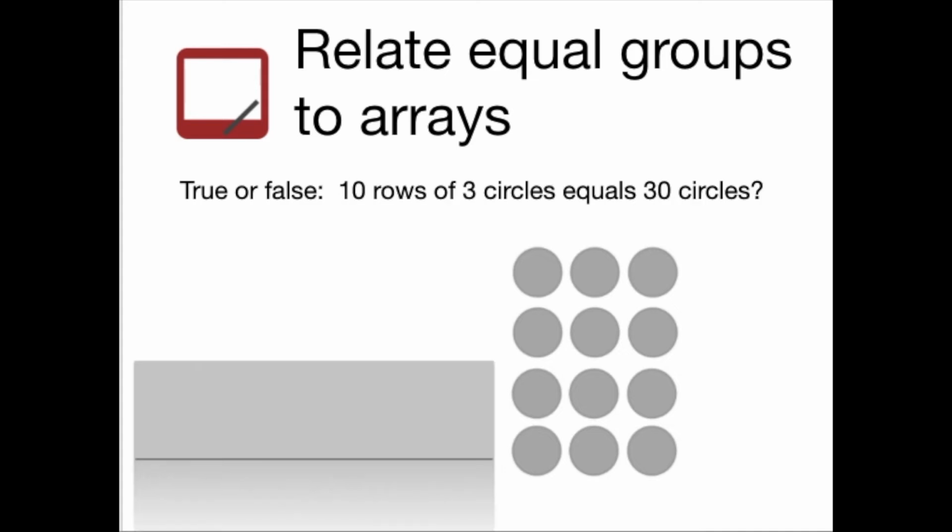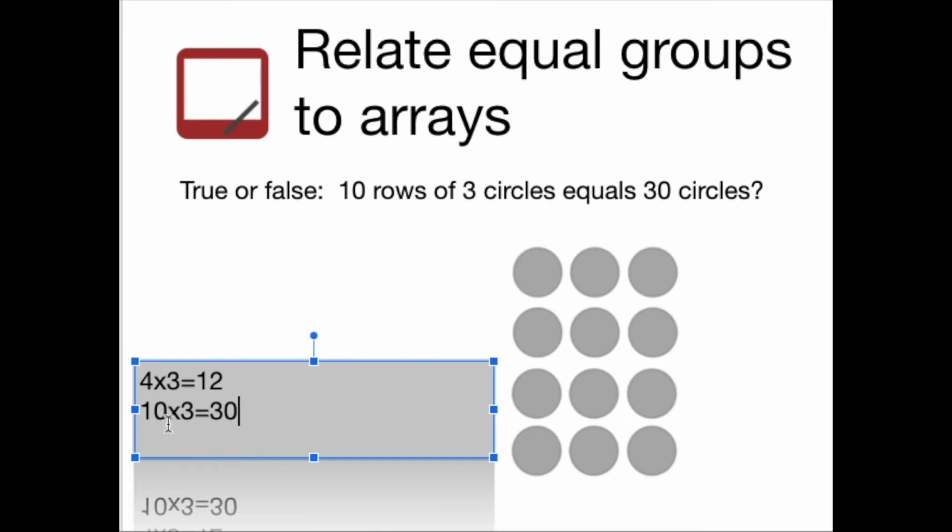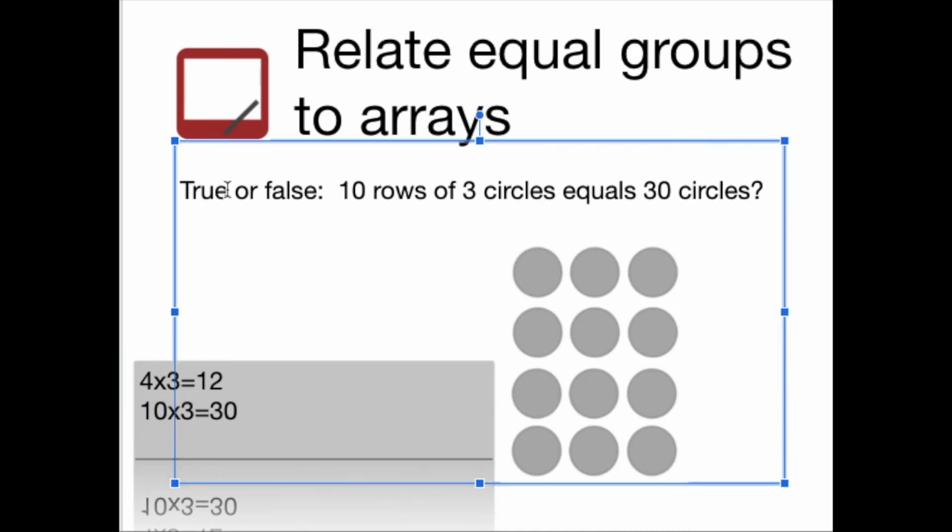True or false? 10 rows of 3 circles equals 30 circles. Well, if 4 rows of 3 circles gave us 12, then 10 rows of 3 circles should in fact give us 30, because 10 times 3 equals 30. I would say that this is definitely true.